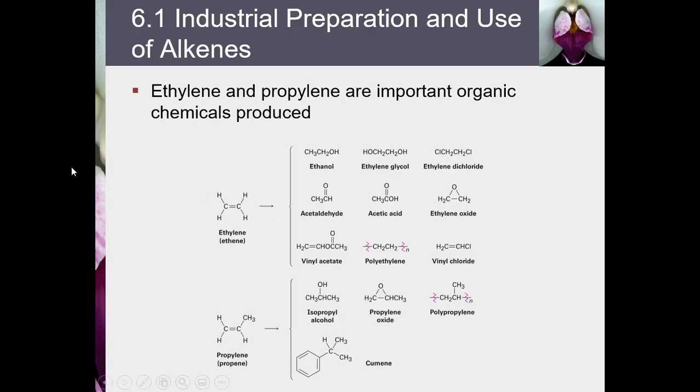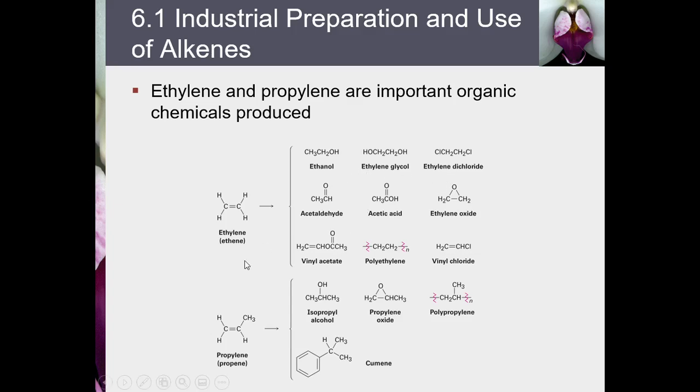So we have here industrial preparation and uses of alkenes. So ethylene and propylene. These are the simplest alkenes. So in order to create a double bond, you need two carbons. So yung pinakamaliit na alkene dapat ay may dalawang carbons. So ethylene and propylene, ito ay pinoproduce industrially. So, when you say industrially, ito ay mass production.